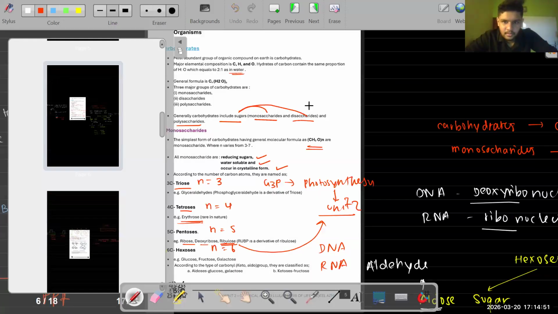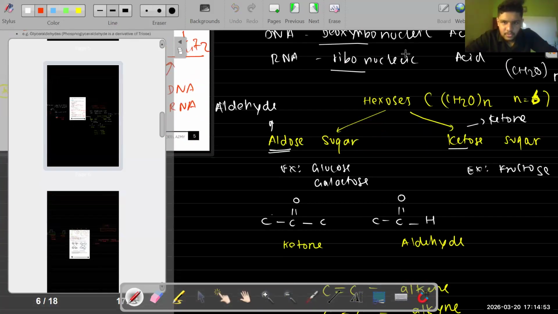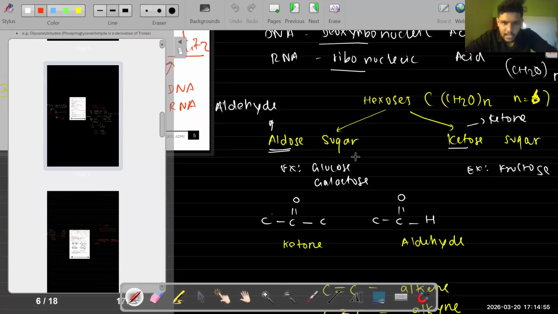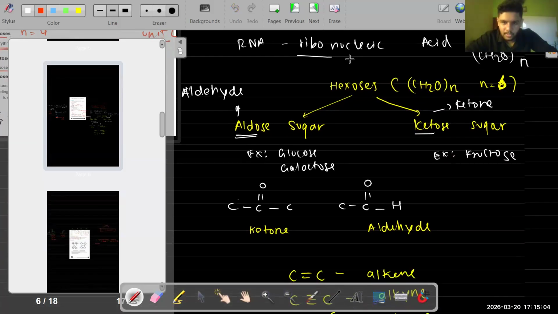So you see here, hexoses are divided into two: aldose and ketose. Aldose, very good. Now make sure, if you want, you can note down this chart.